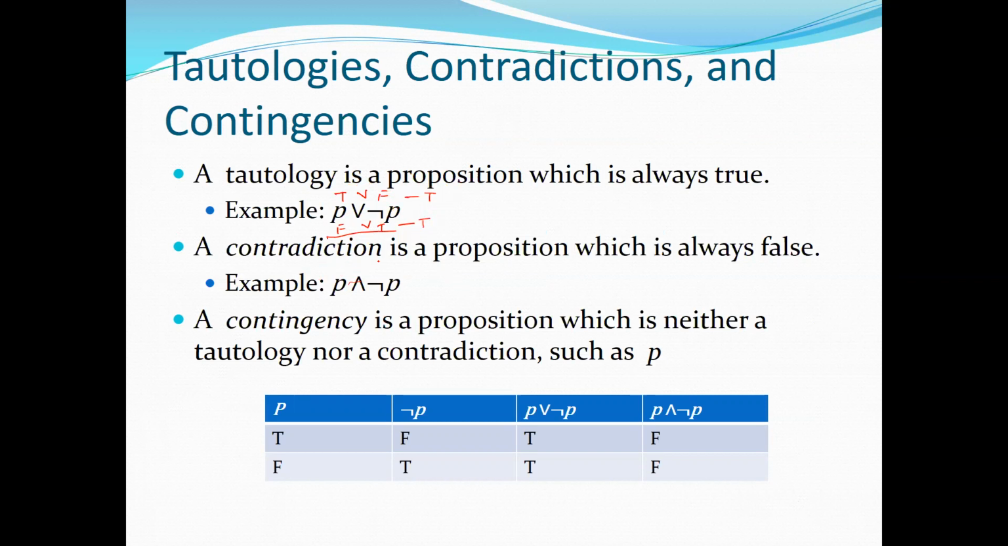Contradiction. Contradiction is the opposite of tautology, a proposition which is always false, right? So you always get the false result, and the result can never be true in this case. So we call it a contradiction, right? For example, P and not P, one of the classical examples. If P is true, not P will surely be false, and if you take the AND of true and false, this is always false, right?